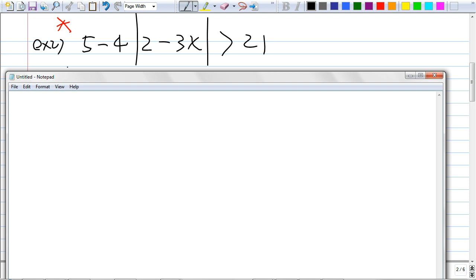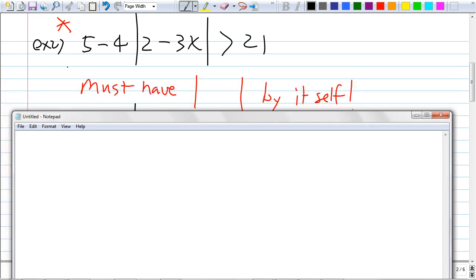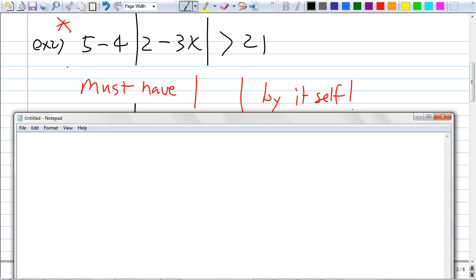No, why not? Why can we not tell whether or not we have a conjunction or disjunction? Yeah, the absolute value is not by itself. You can't tell, right? Just because it has greater than right now, you cannot say that this is disjunction. So you must have the absolute value by itself. So do you understand? So how do we get the absolute value by itself here?